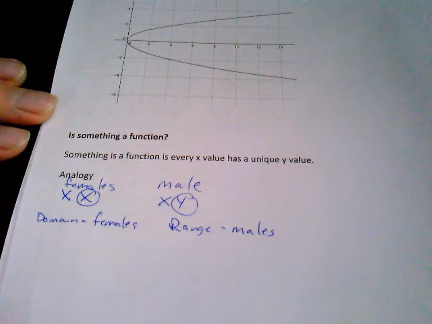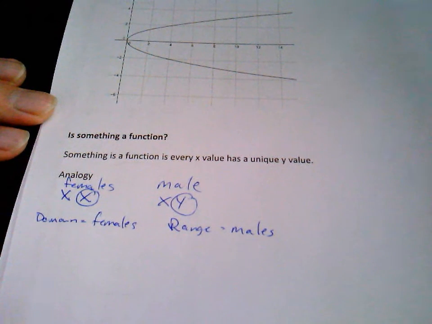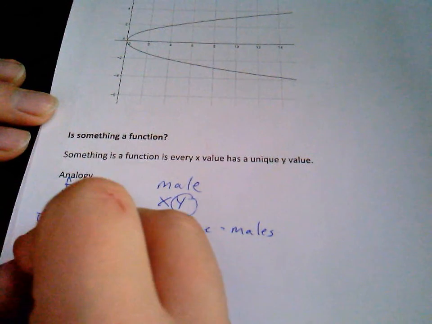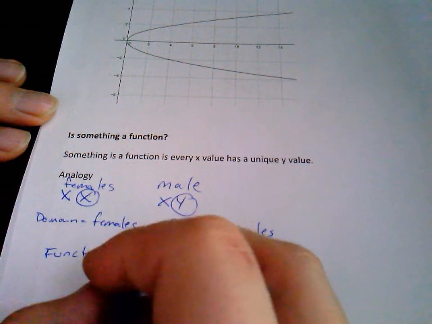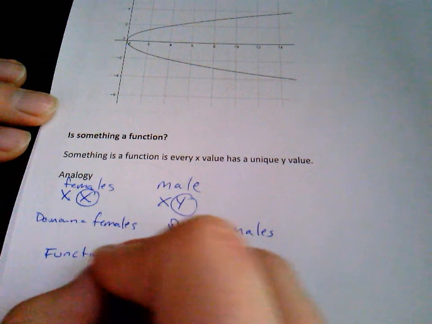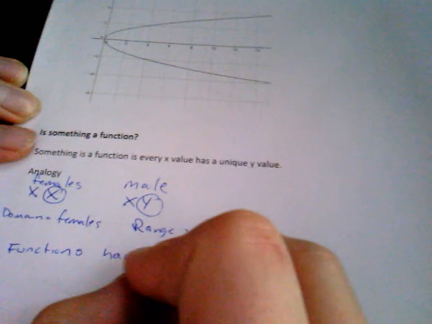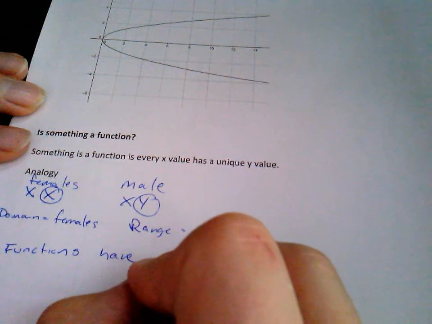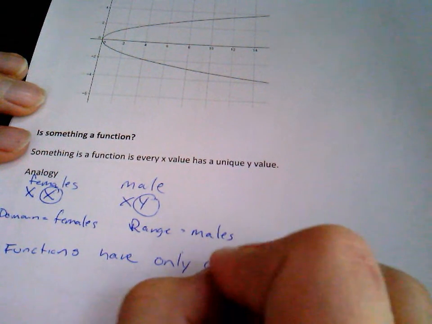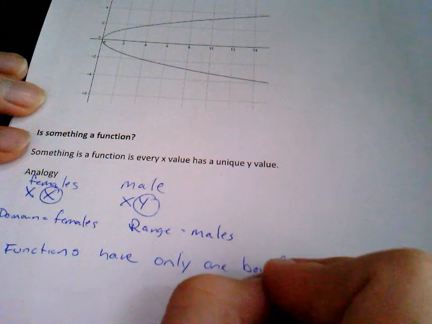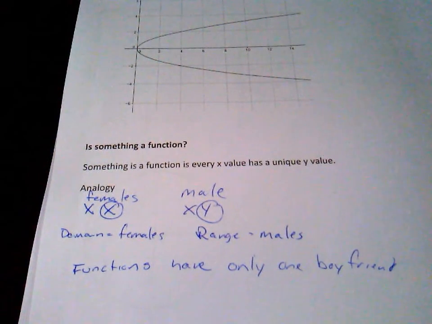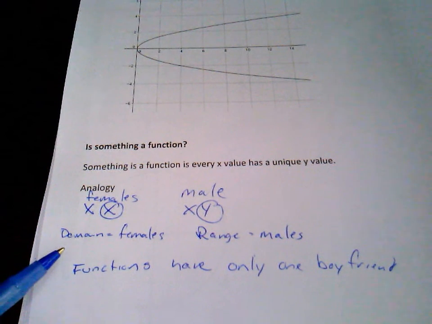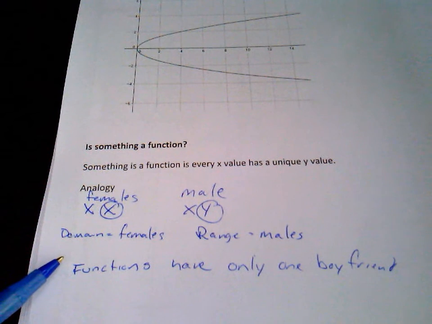So, when we're talking about functions, when I say a function, I mean that every domain, or every female, has one and only one boyfriend. Functions have only one boyfriend. As long as that is true, it's a function. Now, when the females start having more than one boyfriend, that's when it's not a function anymore.